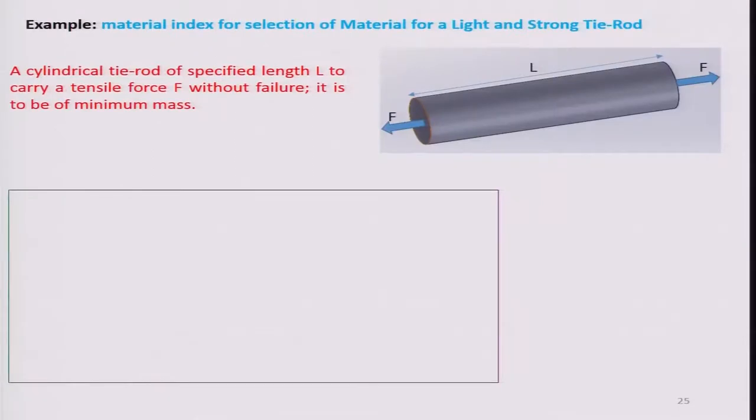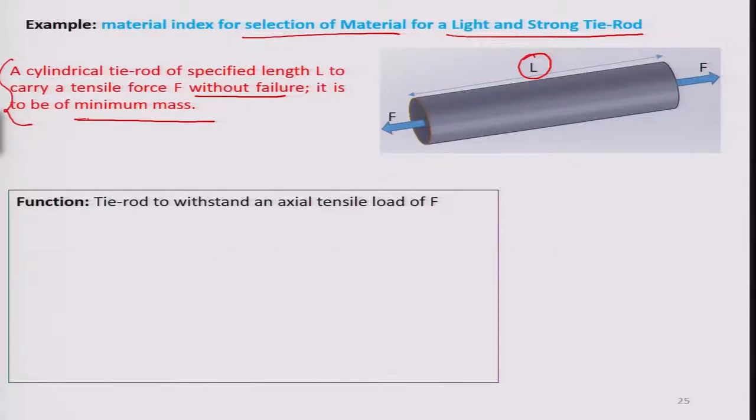Okay. So, I am going to explain translation using one example. We are going to select a material for a light and strong tie rod. Okay. There is a cylindrical tie rod of specified length L to carry a tensile force F without failure. And it is to be of minimum mass. Okay. These are the requirements of your problem.